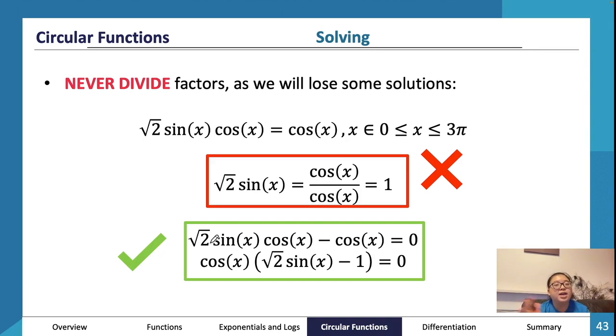Cool. Yeah, and never divide out factors, just in general, not just in circular functions. You will lose solutions. You can always remove solutions after and say, oh, this is why I'm removing it, but you can't just kick them into outer space and not tell why we're kicking them out into outer space.